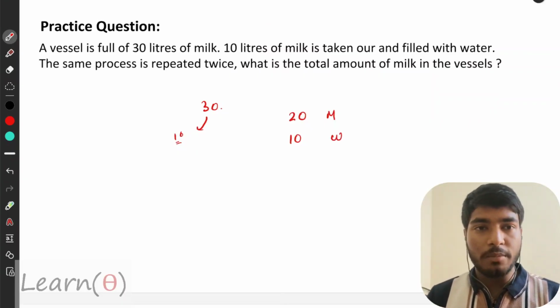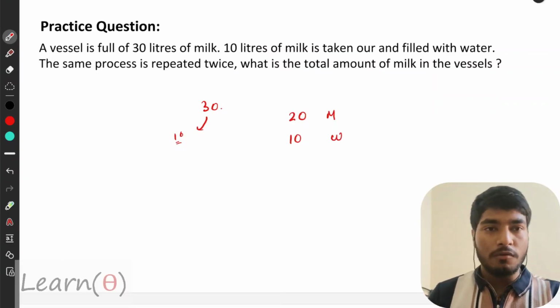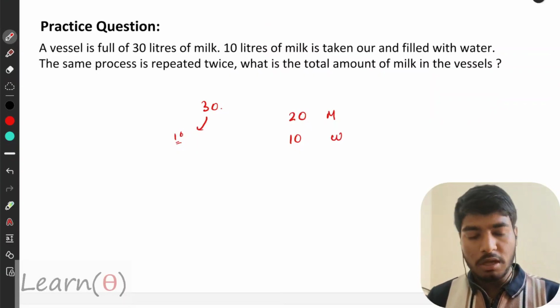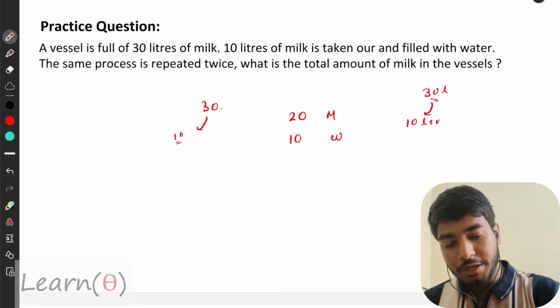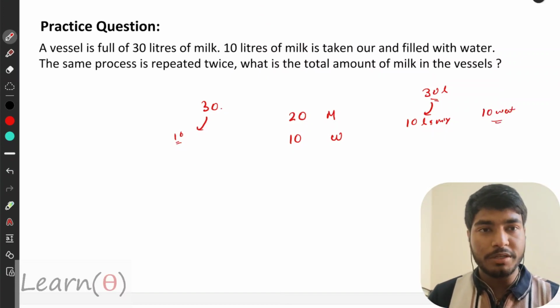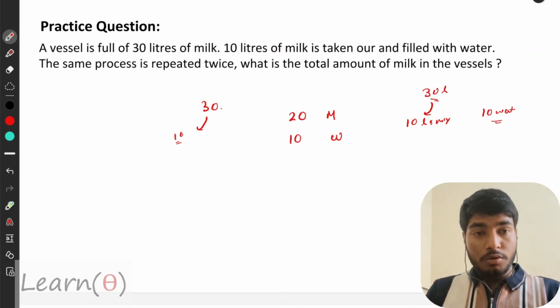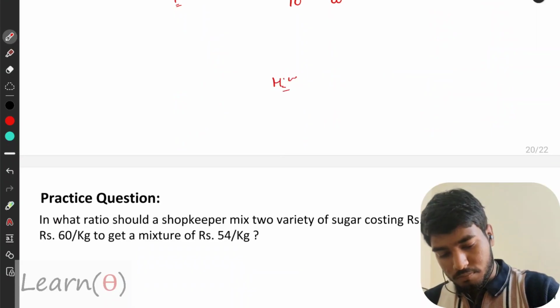Twice means one more time I am doing this. So what is the amount of water in the vessel? I think you can do this. Why? Because now you are having 30 liter of the solution. From this 30 liter, 10 liter of mixture is taken out, and then 10 liter of water is added. I think there can be no question better than this. I hope this is clear, everyone. Do this as your homework.